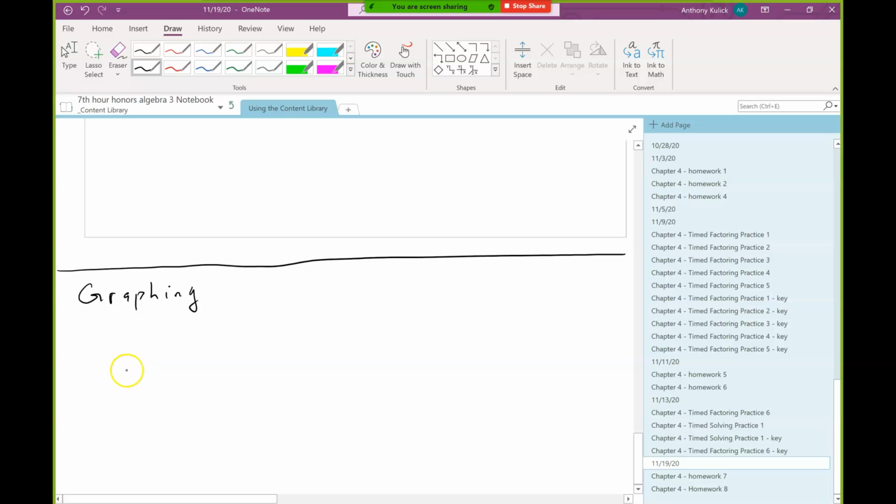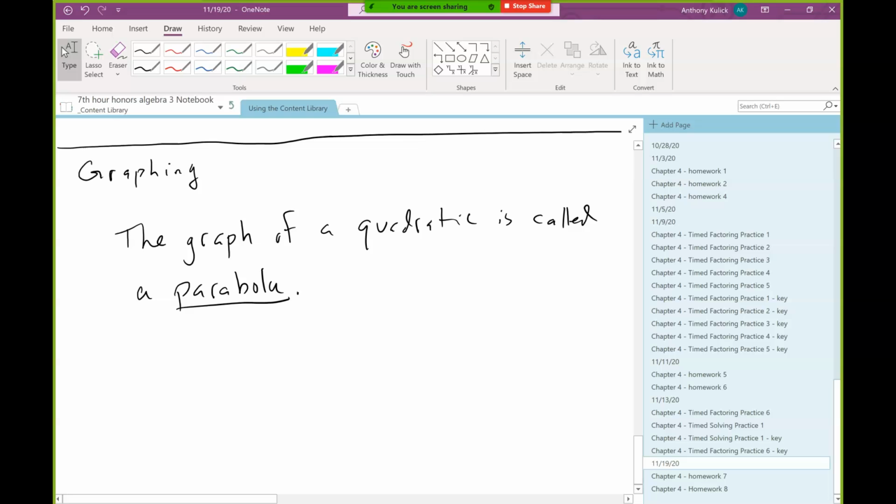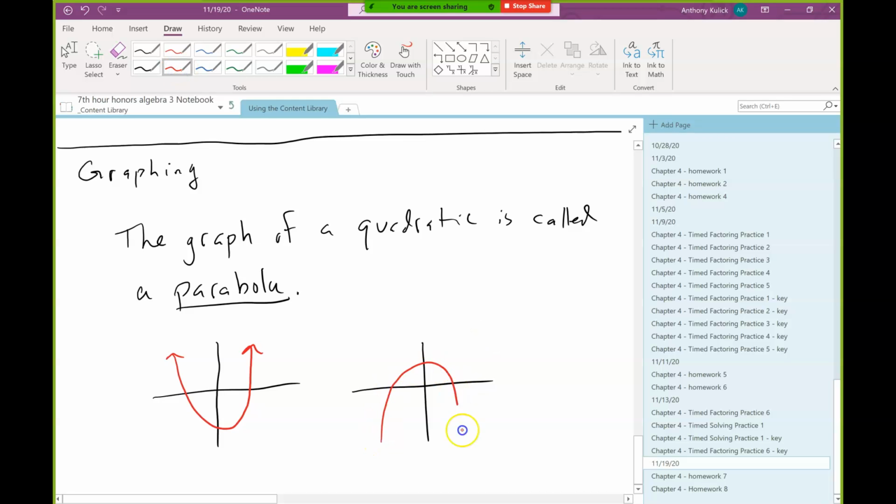So we'll start with a definition. The graph of a quadratic is called a parabola. And for a quadratic function, those parabolas are either going to open up and be kind of U-shaped, or open down, still U-shaped.